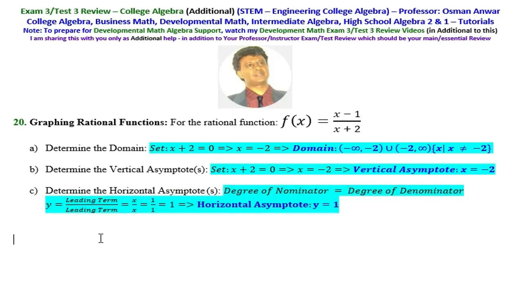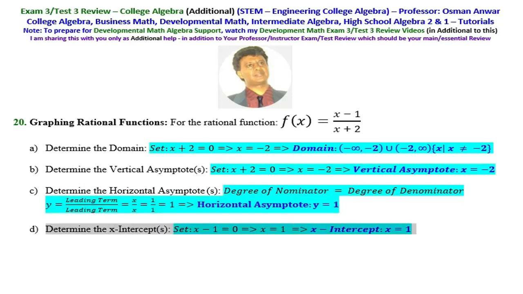Determine the horizontal asymptote. The degree of the numerator is equal to the degree of the denominator. Both of them are 1. The degree is 1. That means y equals leading term of the numerator over leading term of the denominator, which is x over x. That is equal to 1 over 1, which is equal to 1. That means the horizontal asymptote is at y equals 1.